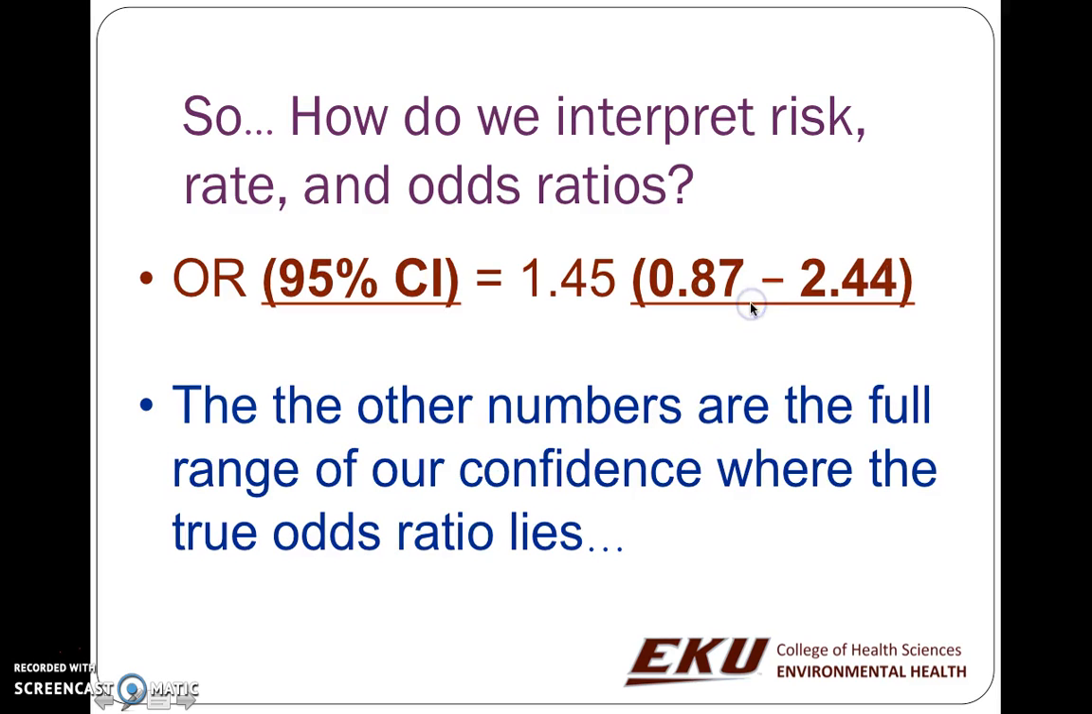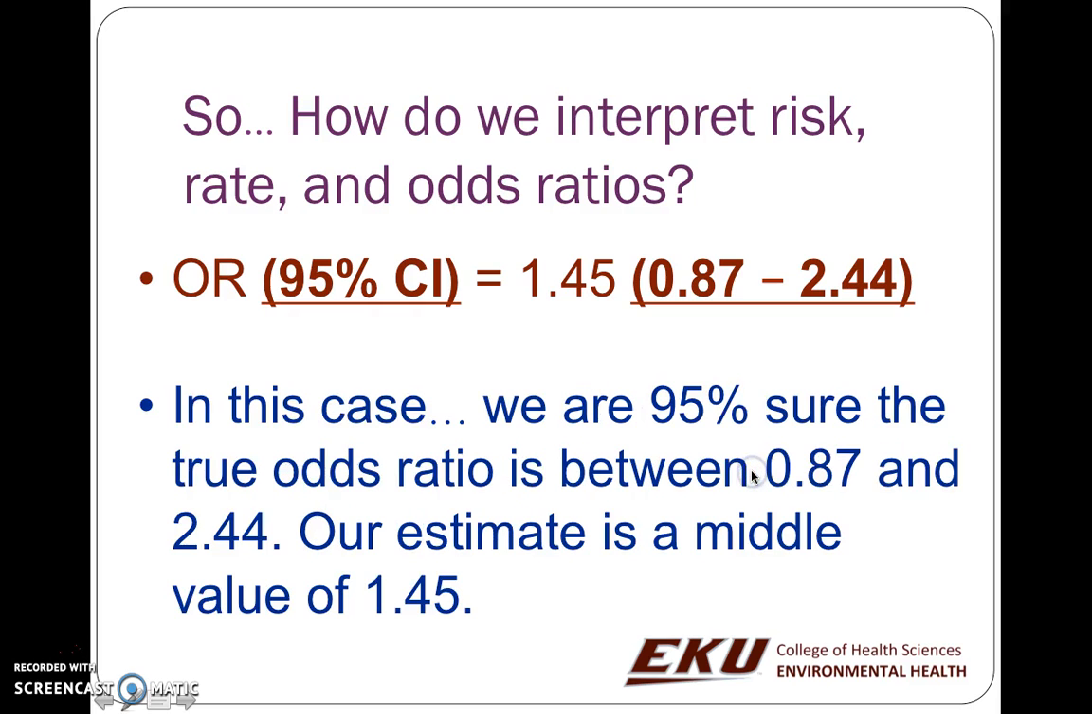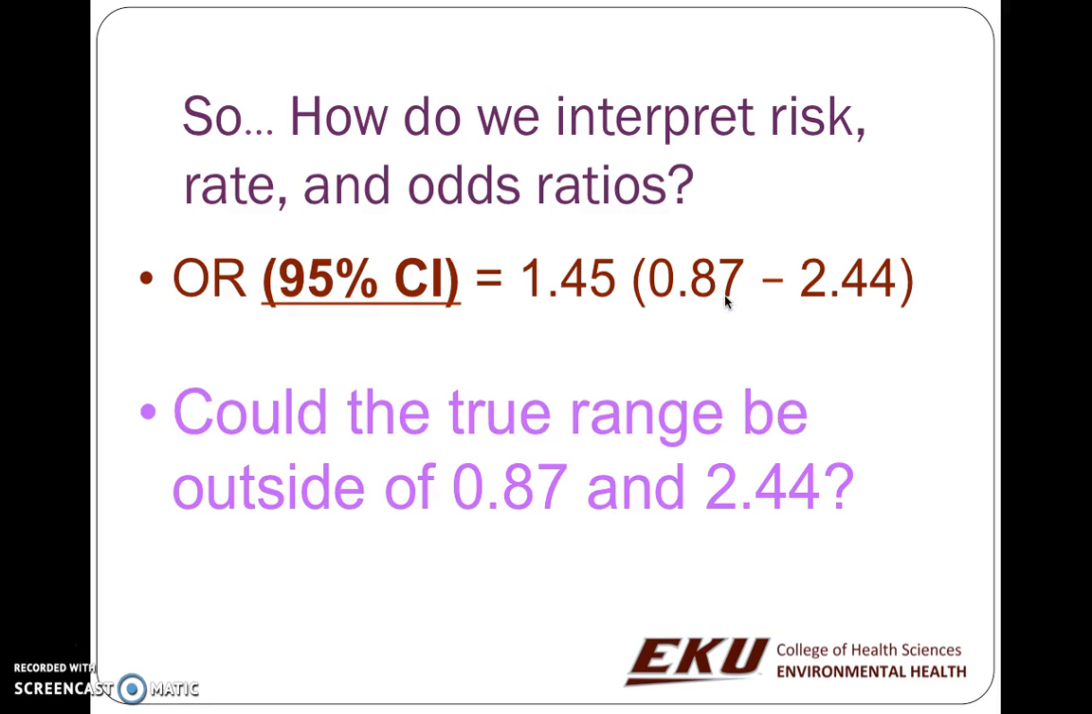Somebody messed up. And these other numbers, this 0.87 to 2.44, they are the full range of our confidence of where the true odds ratio lies. So in this case, we are 95% sure that the true odds ratio, the true one, based off of reality rather than just our study, falls between 0.87 and 2.44. This is our estimate based off of our study numbers. This is where we estimate it would be 95 times out of 100.